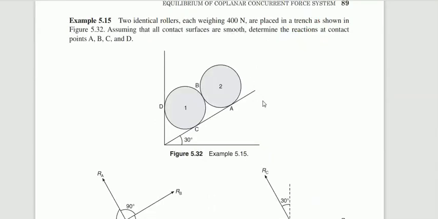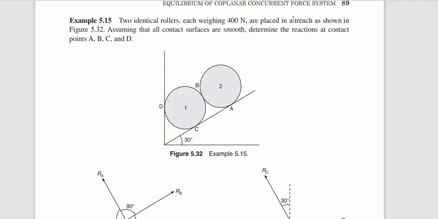Okay, let us move on to another problem on spheres. Let us see how we are going to solve another problem which is based on spheres. Two identical rollers are given here. Identical rollers means you can easily observe through the figure itself that the two spheres have the same diameter, and the weight of the spheres is 400 Newton.